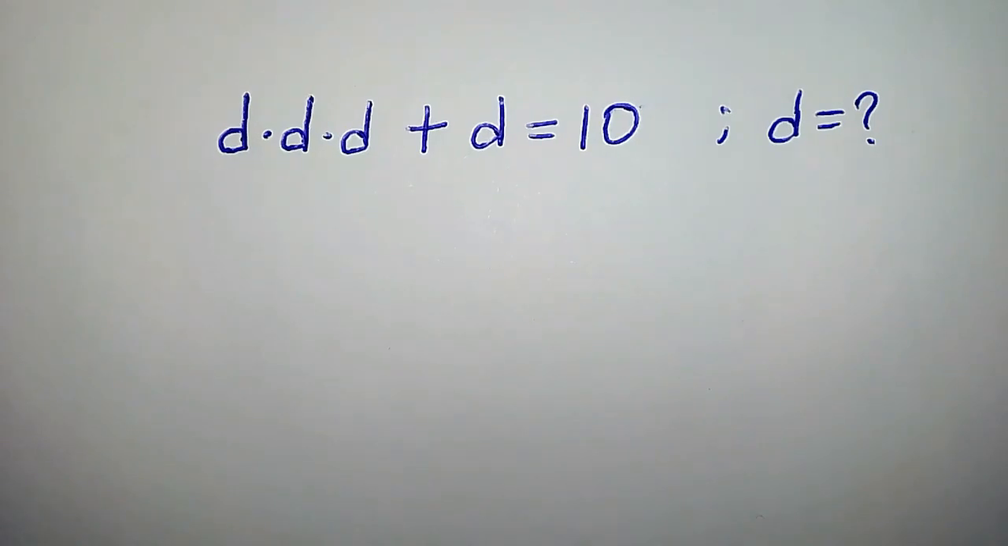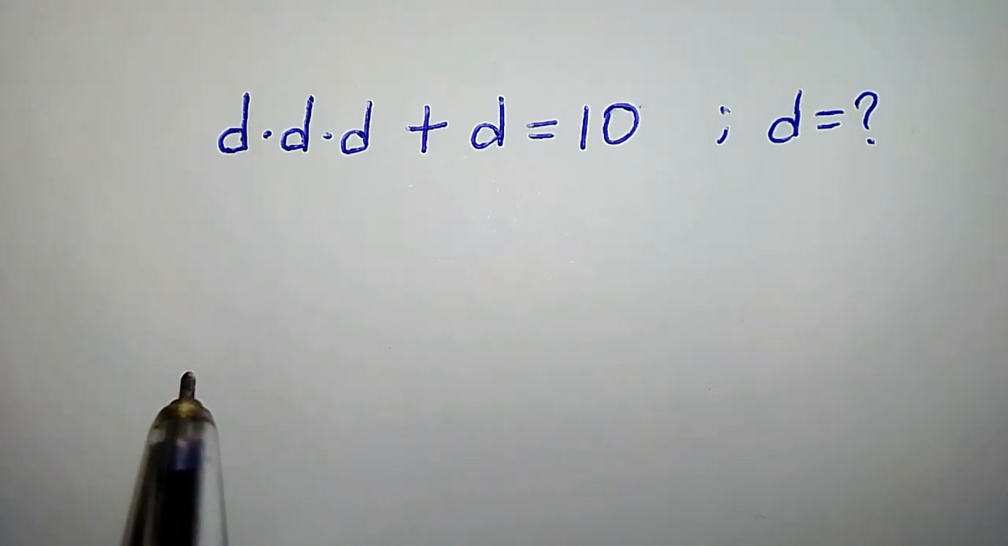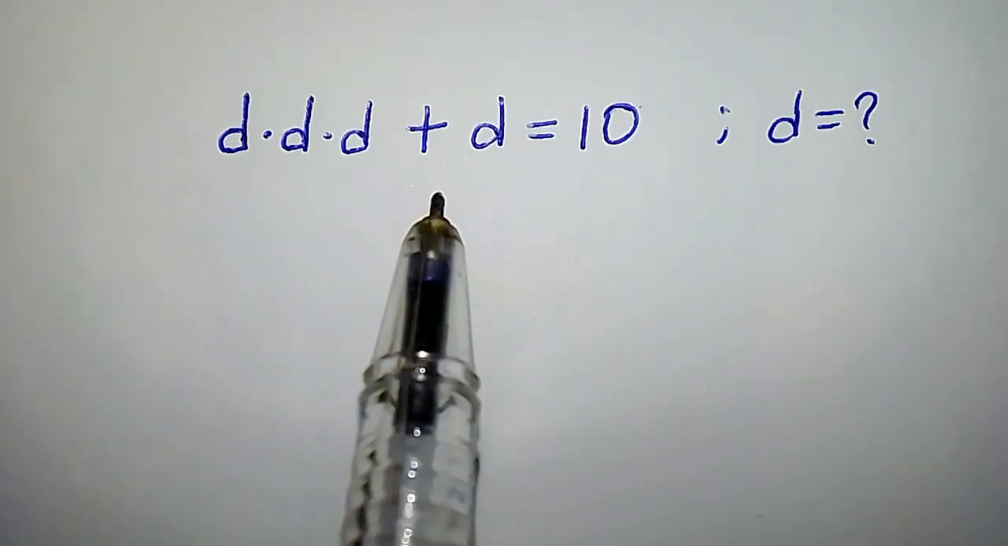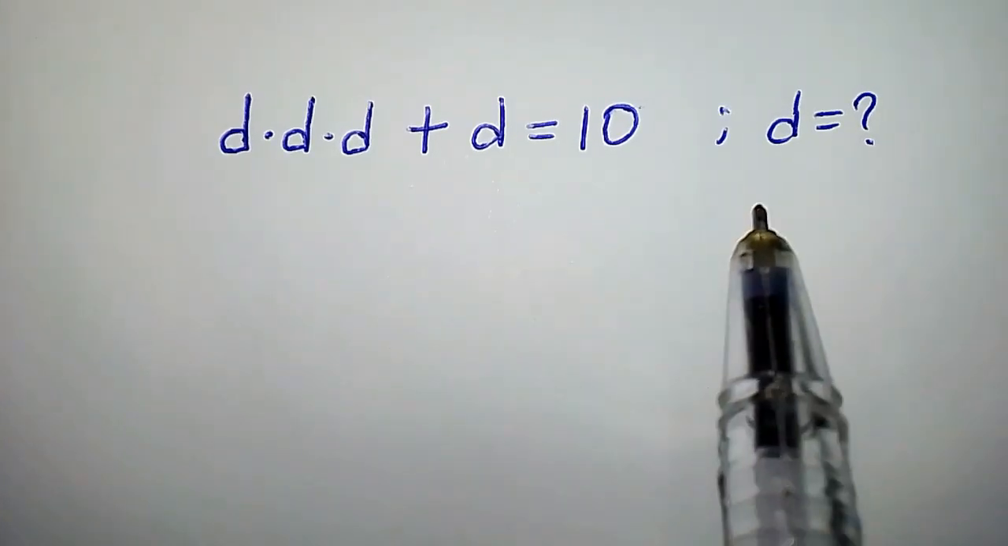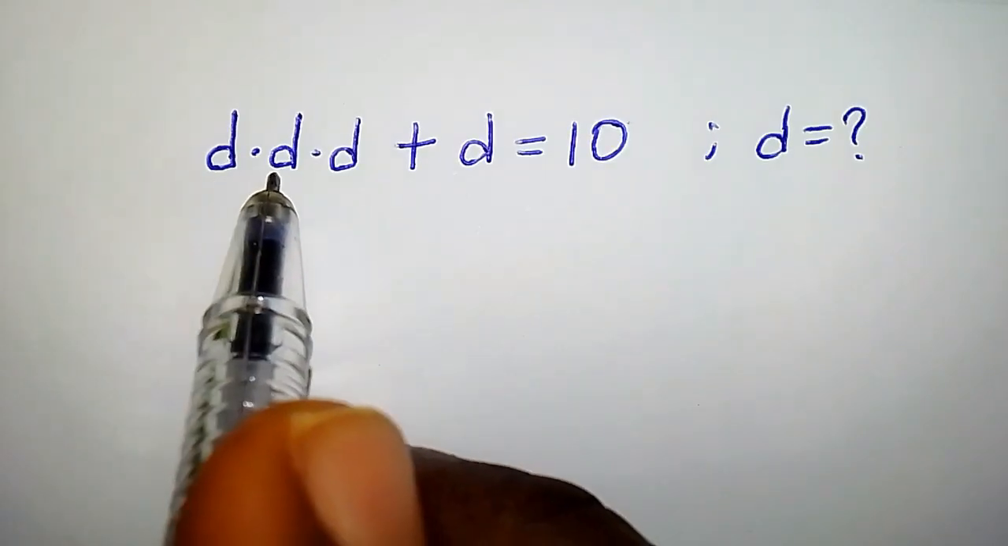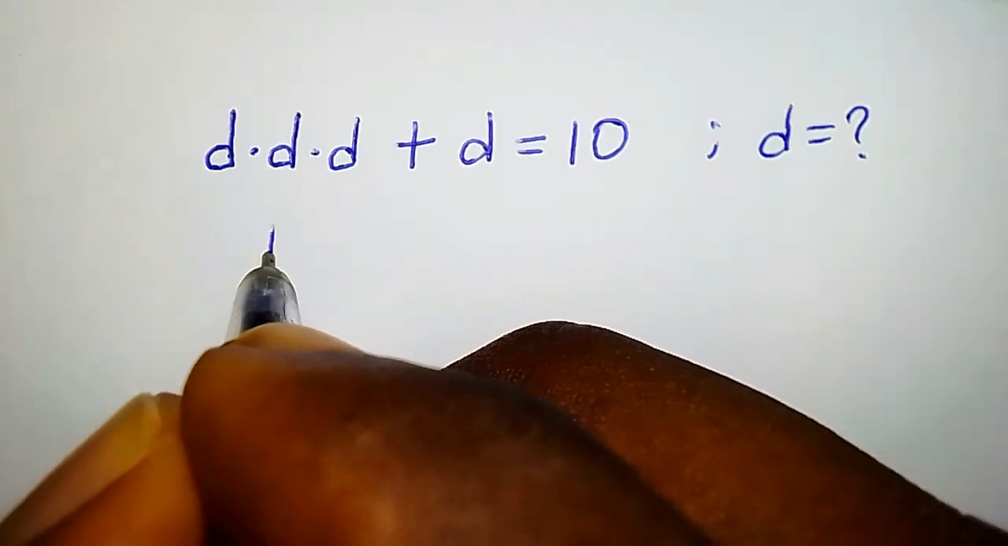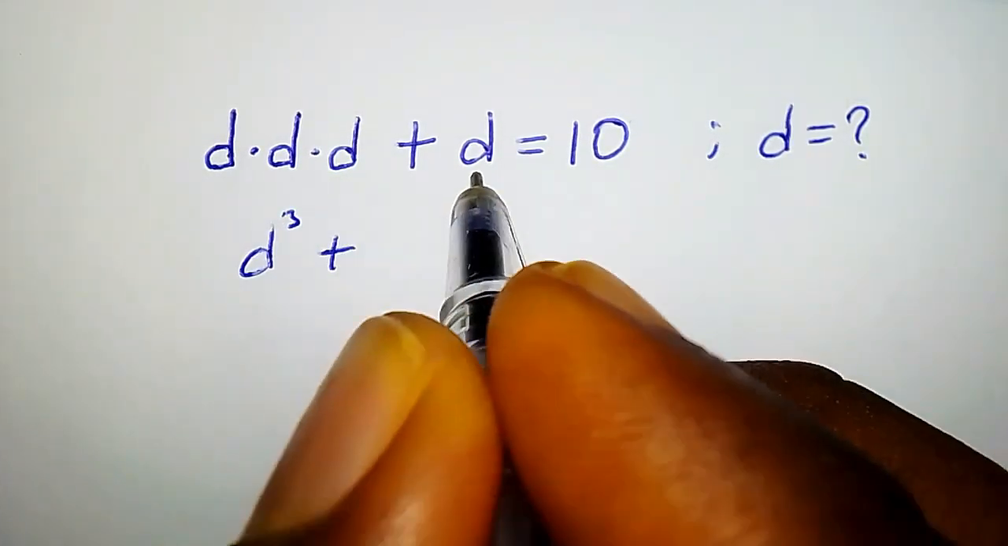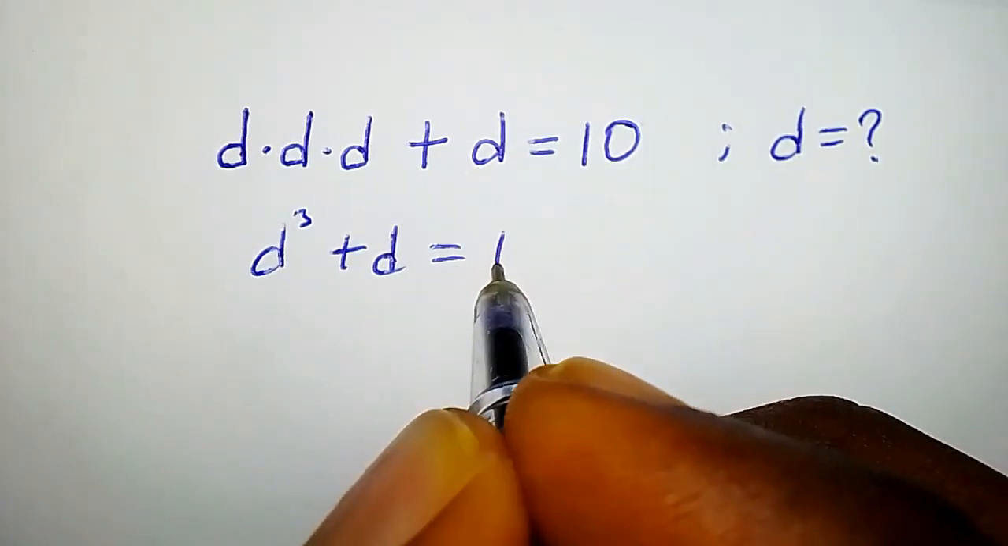Hello, welcome to solve this beautiful algebra question. D times D times D plus D equal to 10. How do we find the value of D? D times D times D could be written as D to the power of 3 plus D equal to 10.